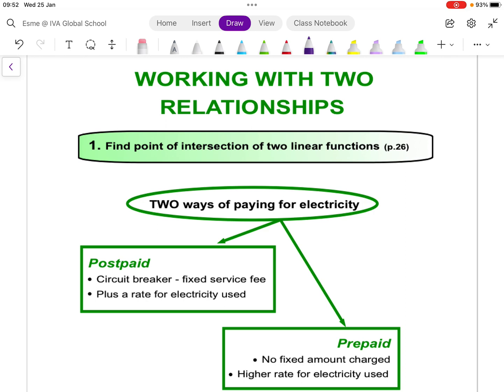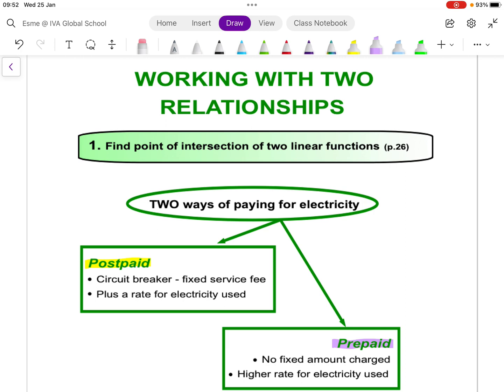A good example to use for this is paying for electricity. So there are two ways of paying for electricity. The postpaid, which means you pay after you have used your electricity, or the prepaid, you go and pay for your electricity before you use it.